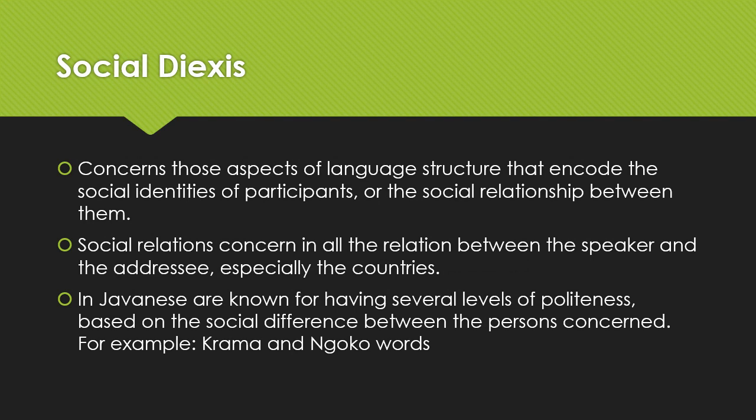Social deixis concerns those aspects of language structure that encode the social identities of participants, or the social relationship between them. Social relations concern the relation between the speaker and the addressee. For example, Javanese is known for having several levels of politeness based on the social difference between the persons concerned. For example, Krama and Ngoko words. We use Krama words to speak politely to people older than us, and we use Ngoko words to communicate with our friends.